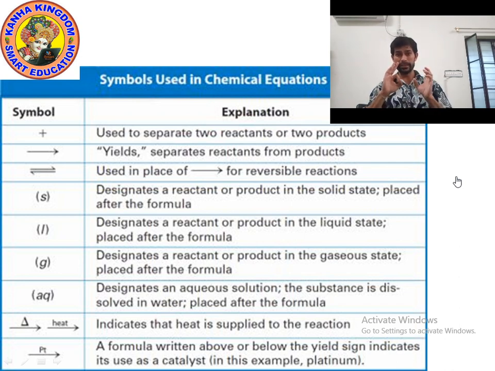Catalyst, writing the name of that catalyst. Okay, understood? I hope. Now let's move on to the next point.